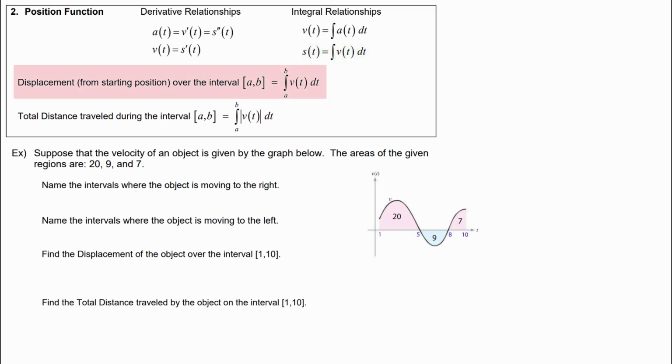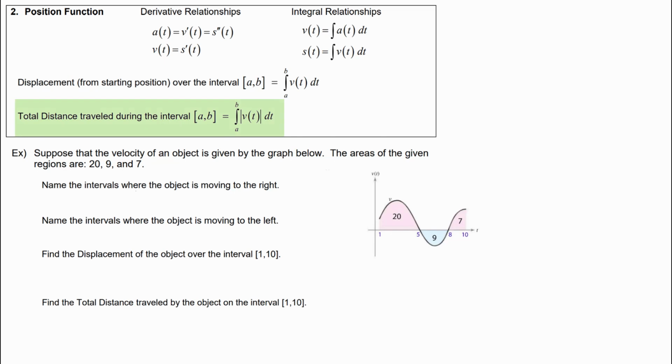Now, displacement from the starting position over the interval a to b can be found by taking the integral of the velocity function from a to b dt. And what this is saying, let's say you start from the origin 0. You went 1 unit to the left, and then you came back 1 unit to the right, and it took 1 second each over the 2-second interval. Then your displacement now is 0 because you started at the origin. You went 1 unit to the left, 1 unit to the right.